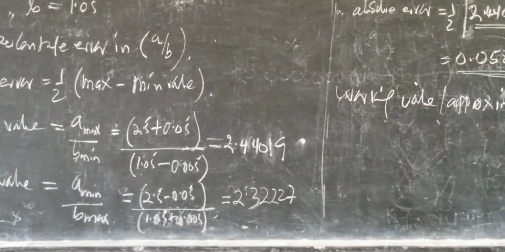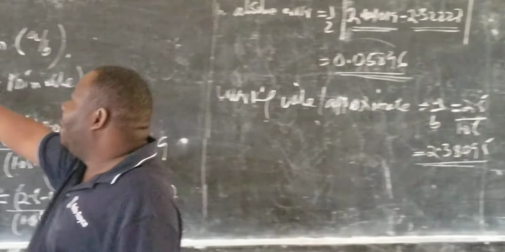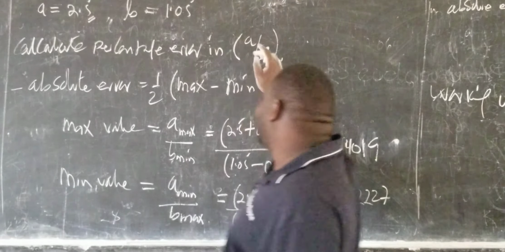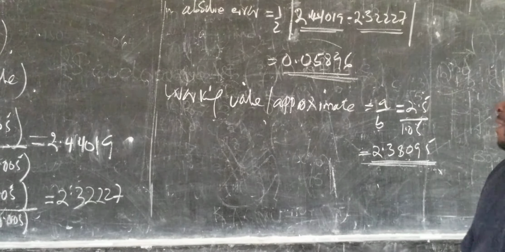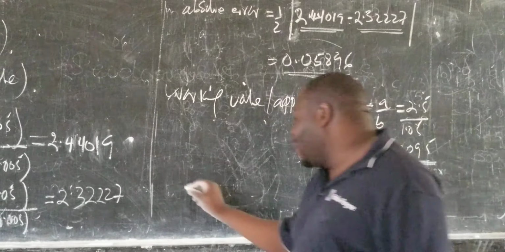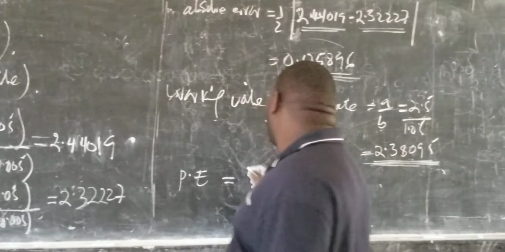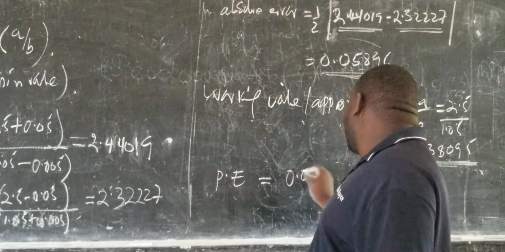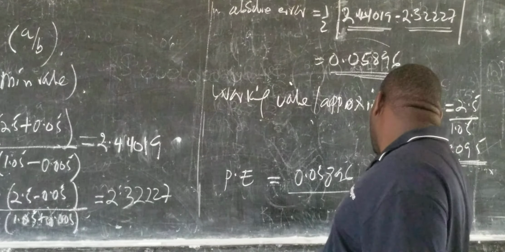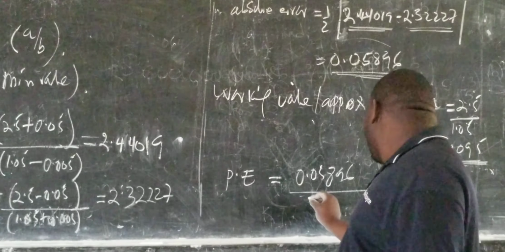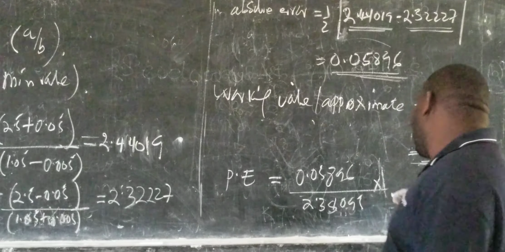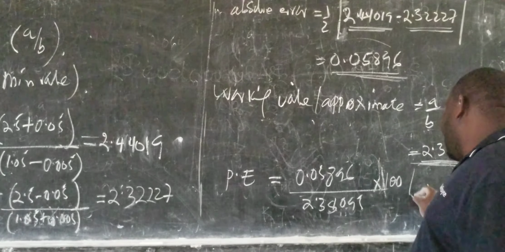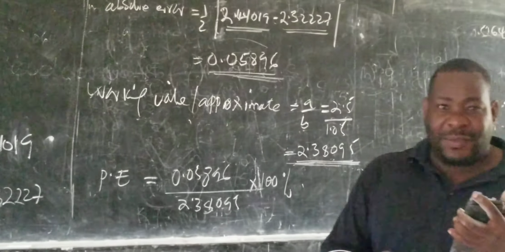So to get the working value, you take the expression A over B, then you take the given values of A and B, and you substitute them in the expression without maximizing or minimizing. Then we come up with the working value or the approximate value. Then we get the percentage error. From the definition, it is equal to the absolute error, which is 0.05896, over the working value, which is 2.38095, times 100%.